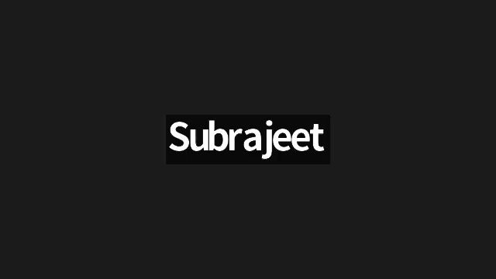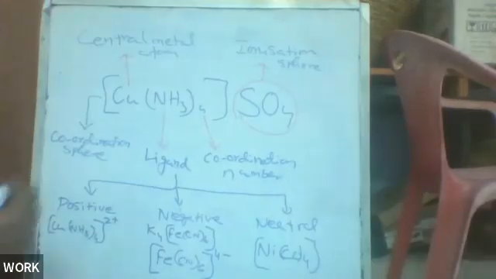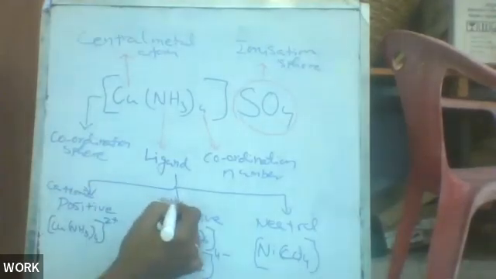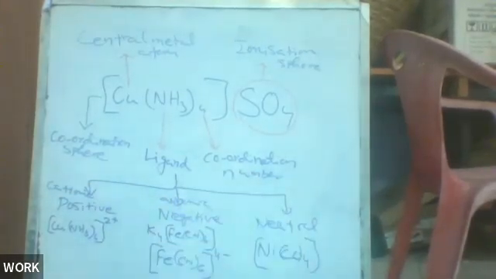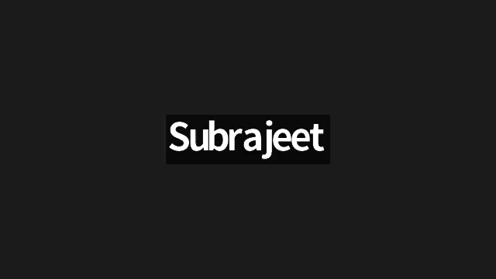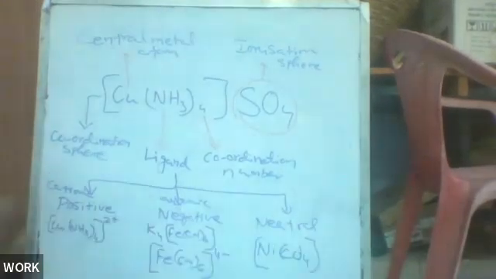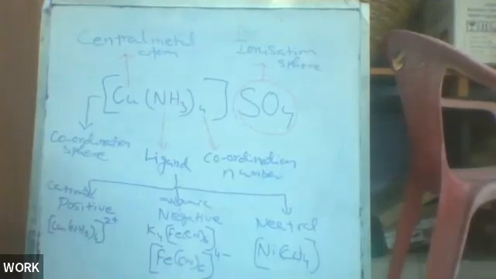So it's a cationic complex, or positive, anionic complex, and neutral complex. Cationic complex means the coordination sphere will carry what charge? Positive. Anionic means the coordination sphere will carry a negative charge. Neutral means it doesn't carry any charge. Is it okay? Yes, sir.